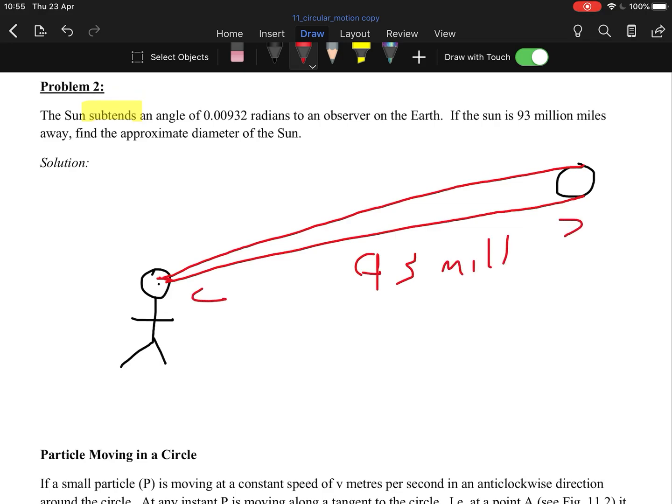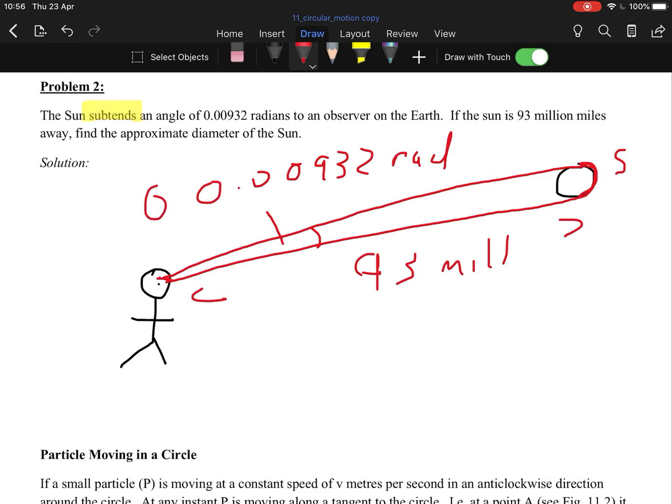So that's 93 million miles. The angle we make here is 0.00932 rad, and what they're asking for is what did we trace out here? What was our arc length? You see? Do you understand? So subtends, you look from the bottom of the object up to the top, and somebody tracks the angle. So you look at the bottom of the sun, and magically your eyes don't melt out of your head, and you look to the top of the sun, and you trace out an angle of 0.00932 radians.